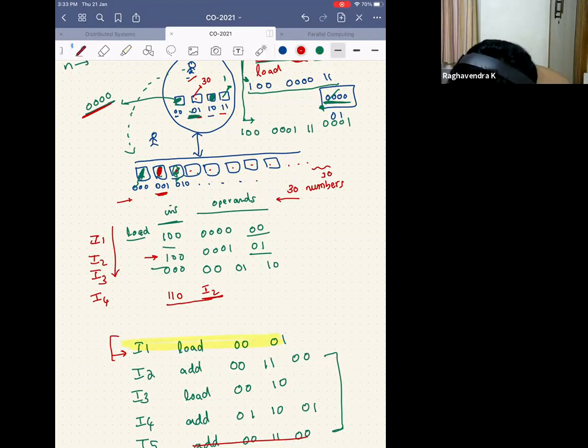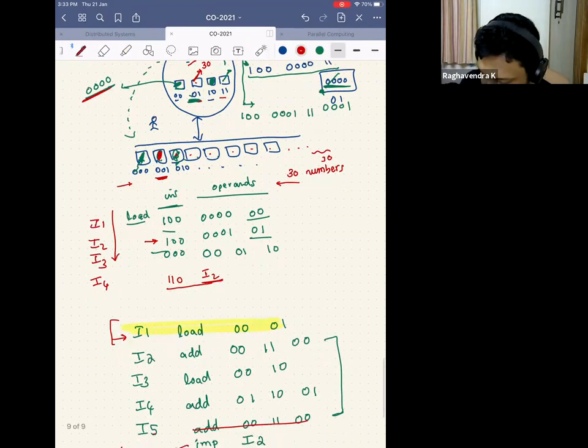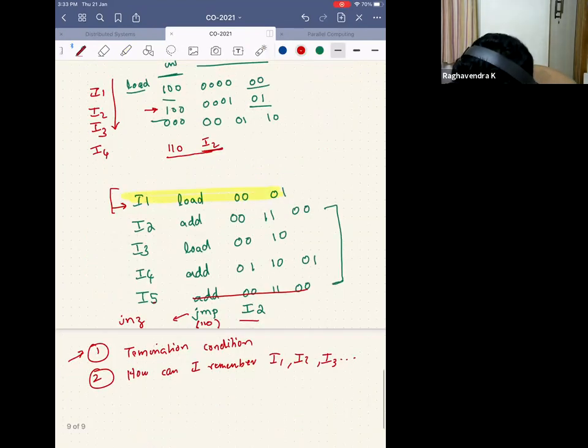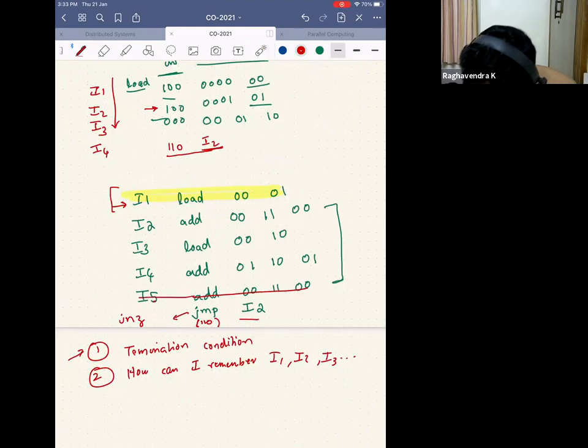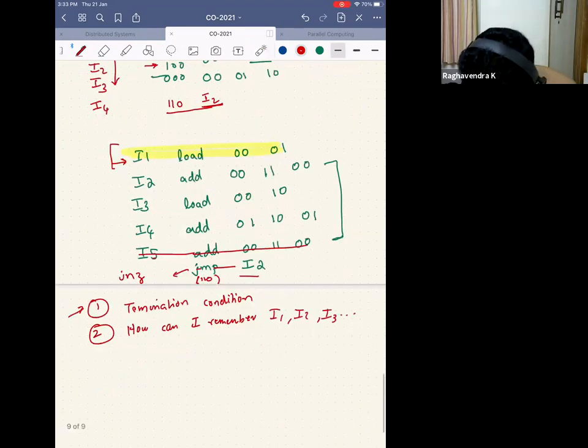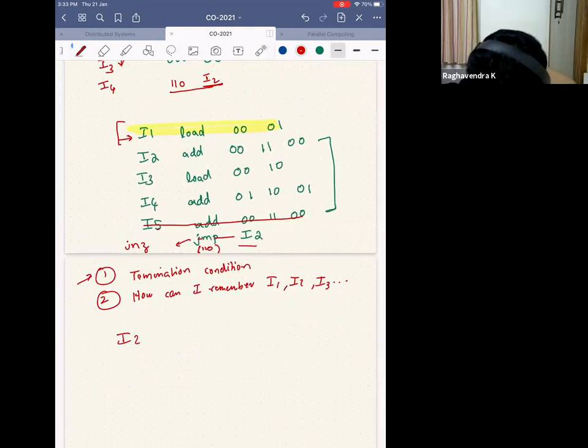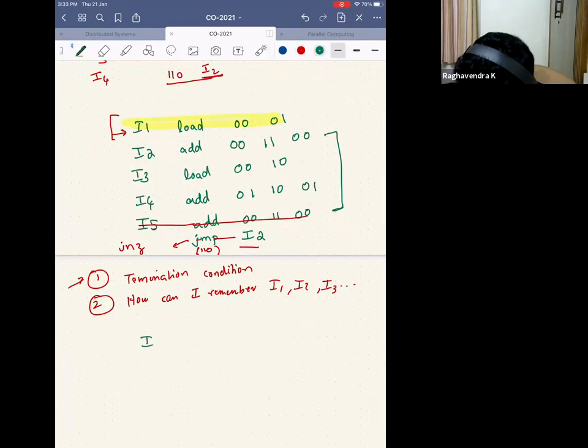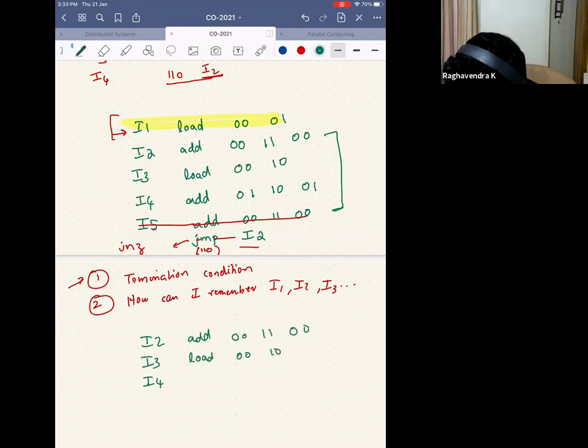And this 0, 1 has 30 here. Okay. So now instead of this instruction 5, after this 4, I2, I will not write down again. I'll assume that you know that I am talking about the same thing. So I will have I2, I3, I4. Okay, maybe I'll write it down. So I have add 0, 0, 1, 1, 0, 0, and then I load 0, 0, and 1, 0, and then I have add 0, 1, 1, 0, and 0, 1.